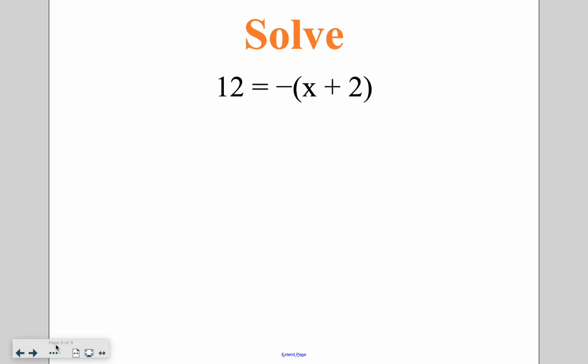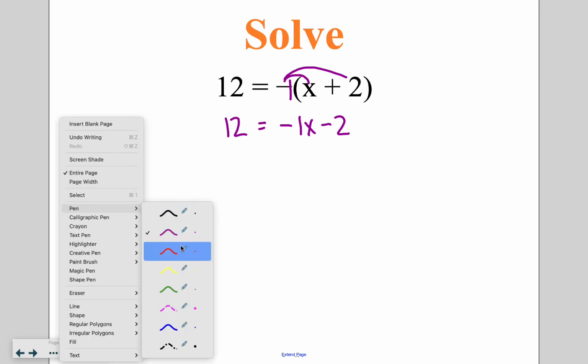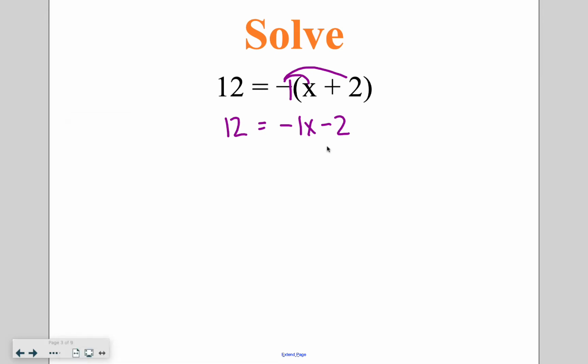So when we are solving multi-step equations, we want to continue to follow our steps for solving. So we want to get rid of these parentheses first. In this case, it's just a negative sign or a -1 that is outside the parentheses. So when we distribute that, I'm going to get 12 is equal to -1x, and then -1 times 2 is -2. Then I have a regular equation that I can solve, so I look to eliminate adding or subtracting first.